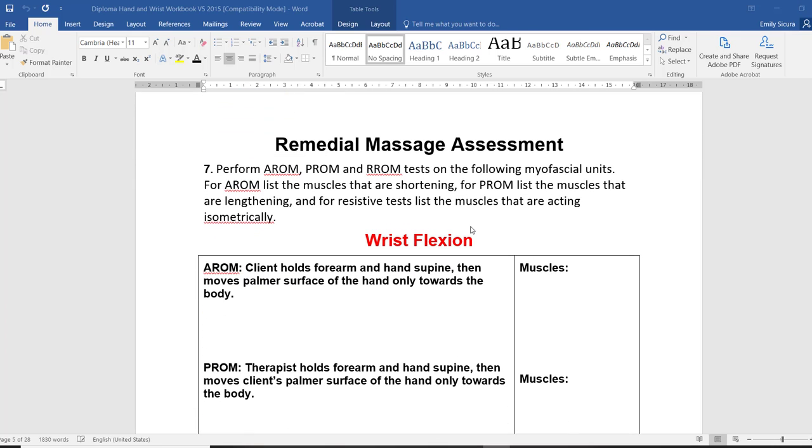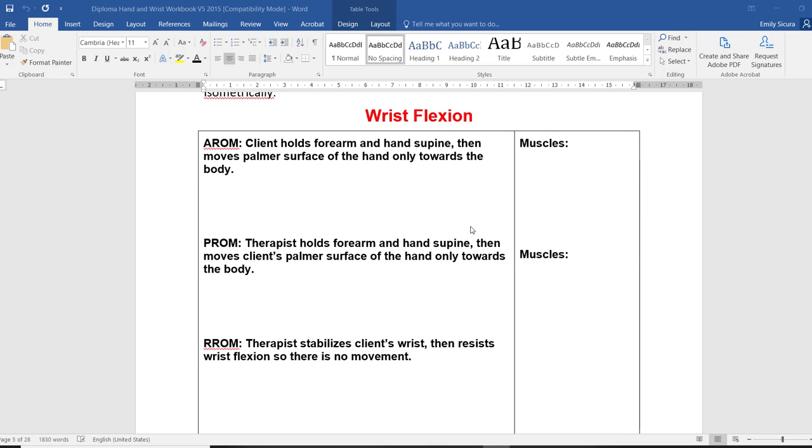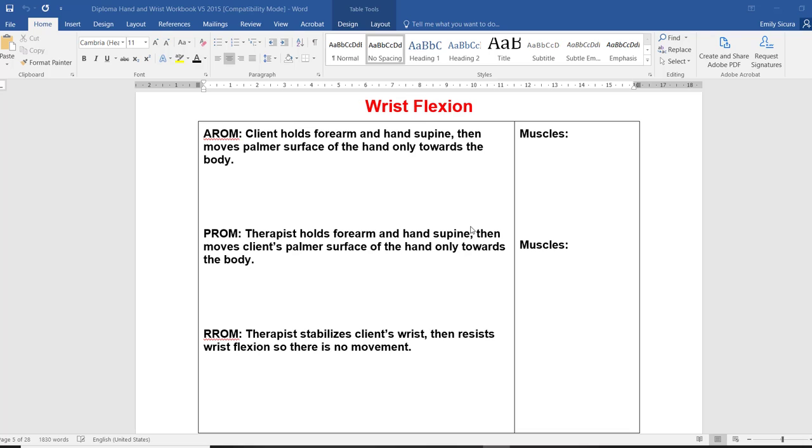For part 7, you need to identify what muscles are involved during the active range of movement, passive range of movement, and resistive range of movement for the following muscle actions. So wrist flexion. Actively, the client holds their forearm and hand supine, then moves the palmar surface of the hand only towards the body. Passively, the therapist holds the forearm and hand supine, then moves the client's palmar surface of the hand only towards the body. Resistively, the therapist stabilizes the client's wrist and then resists wrist flexion, so there is no movement.